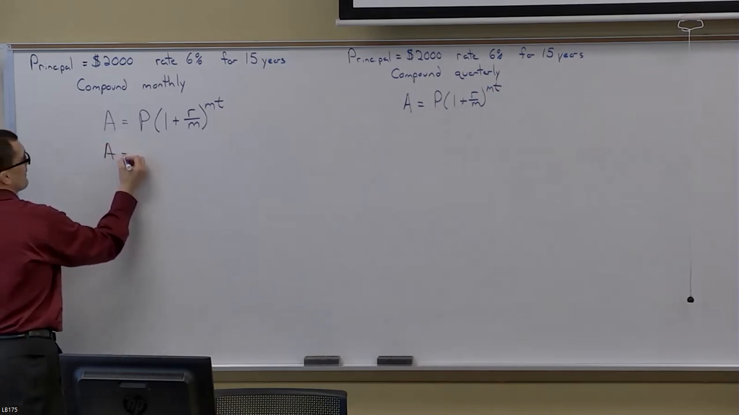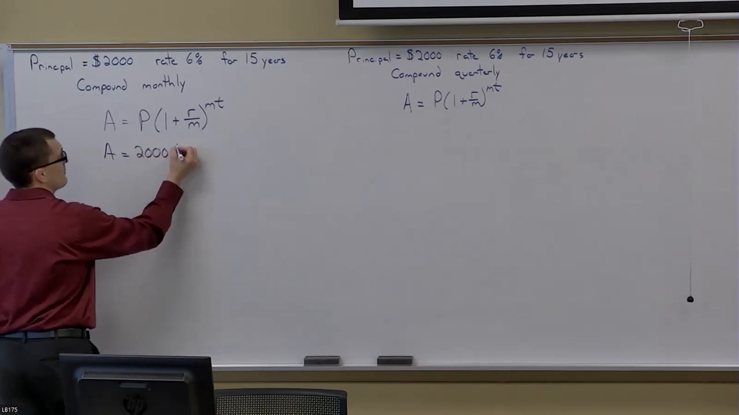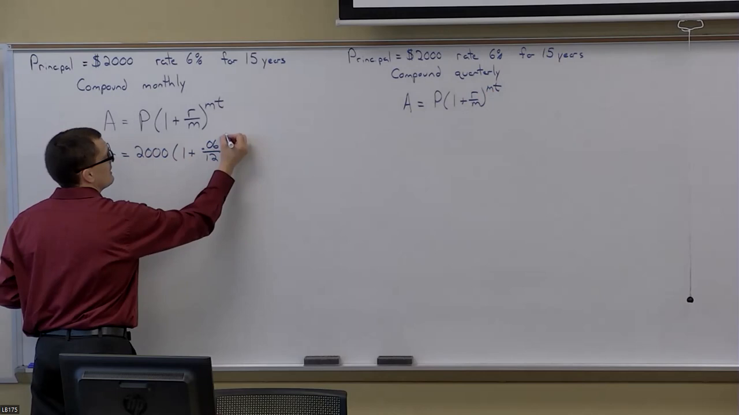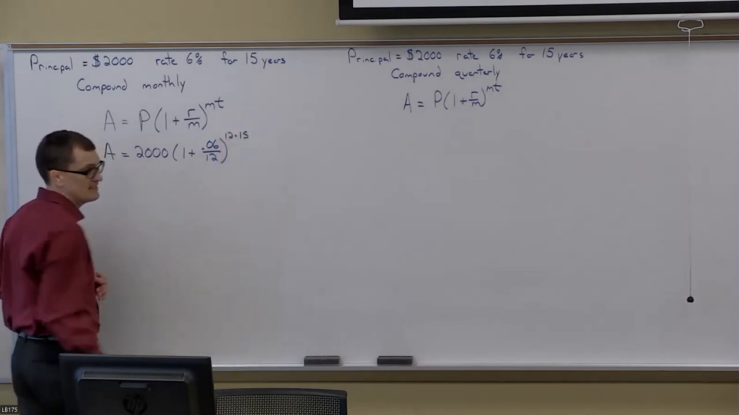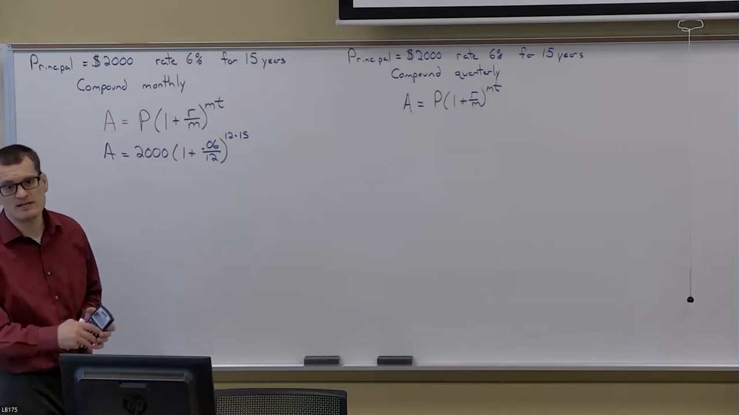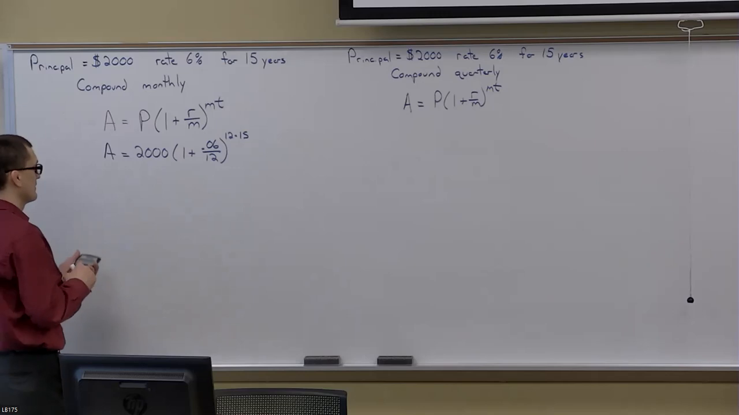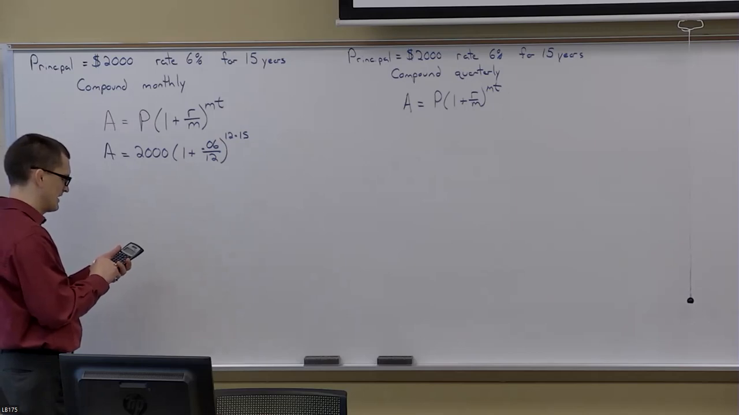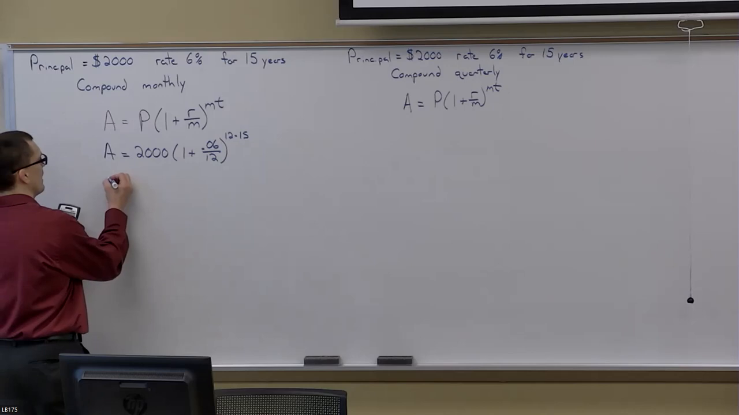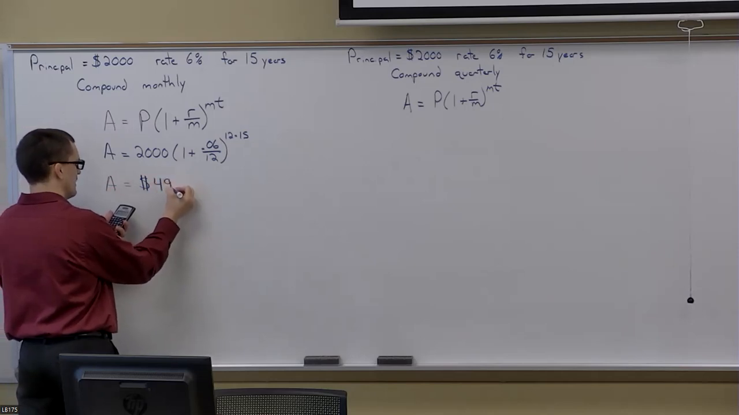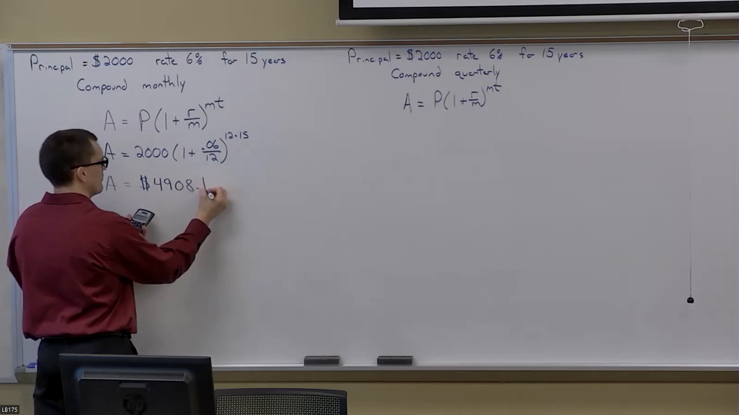So if I compound monthly, I take my 2,000, 1 plus 0.06 divided by 12. The exponent is going to be 12 times 15. That's going to be 180 when I plug it into my calculator. All right, 12 times 15 is 180. So I take 2,000, 1 plus 0.06 over 12 to the 180 exponent. I got an amount which is 4908.19.